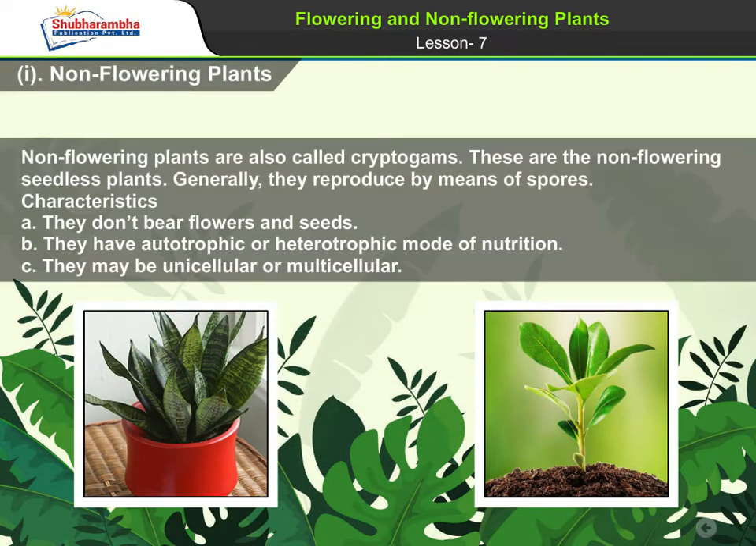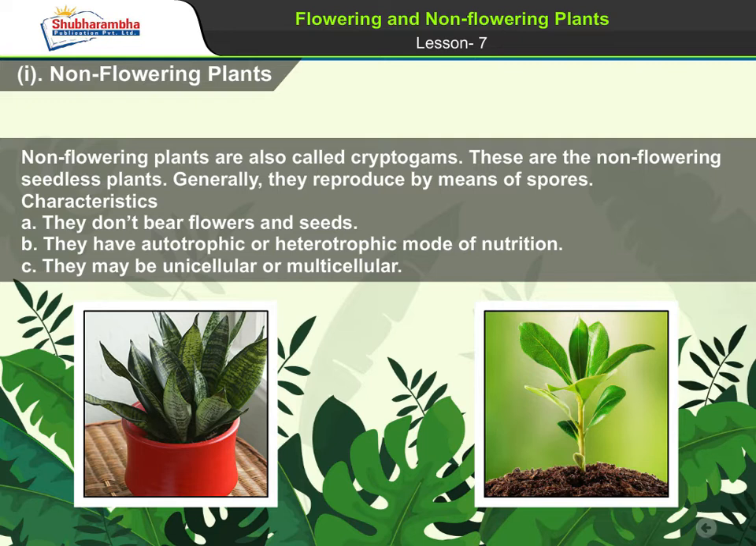Non-flowering plants. Non-flowering plants are also called cryptogams. These are the non-flowering seedless plants. Generally, they reproduce by means of spores. Characteristics. A. They don't bear flowers and seeds. B. They have autotrophic or heterotrophic mode of nutrition. C. They may be unicellular or multicellular.